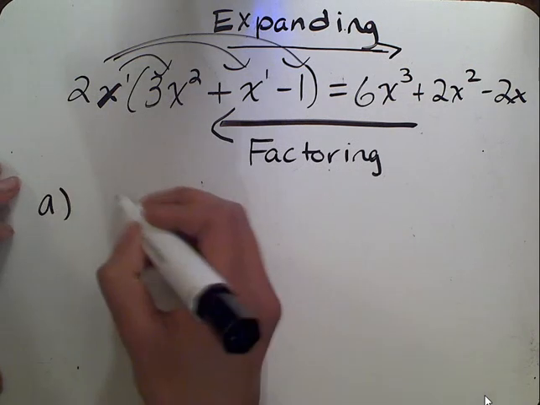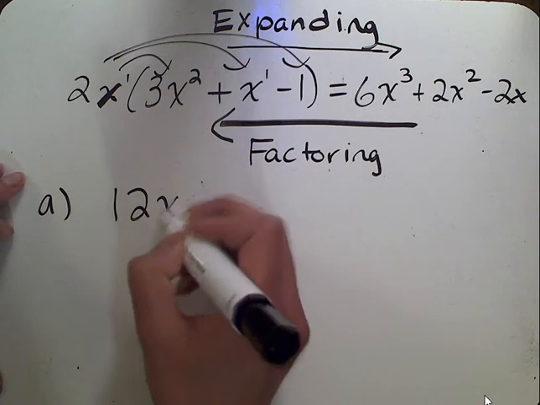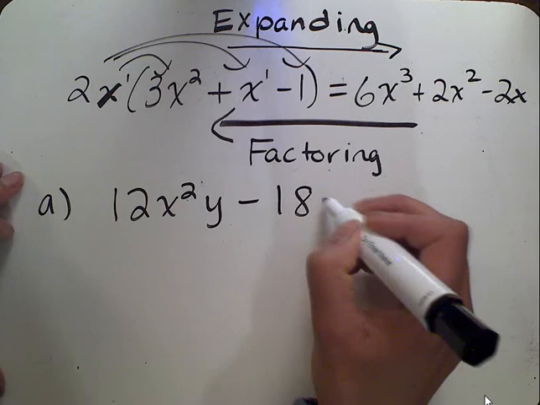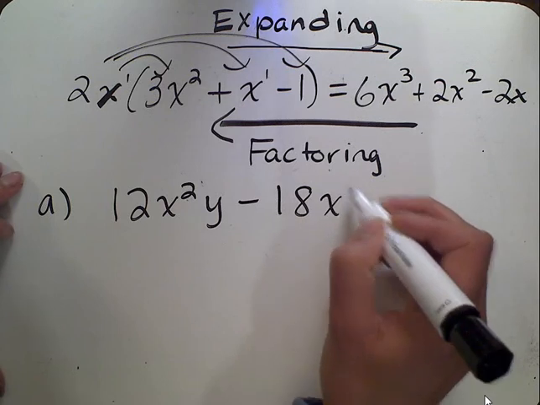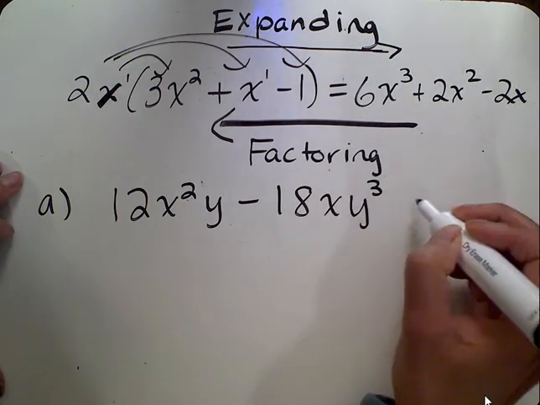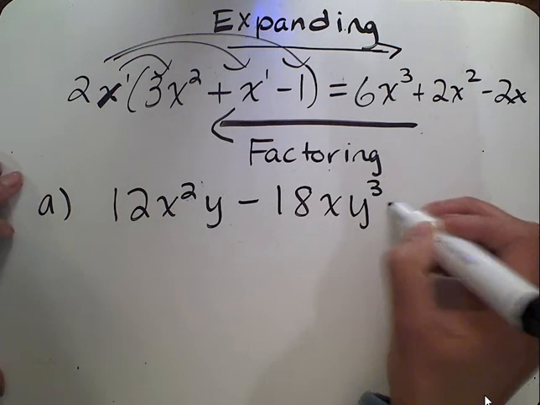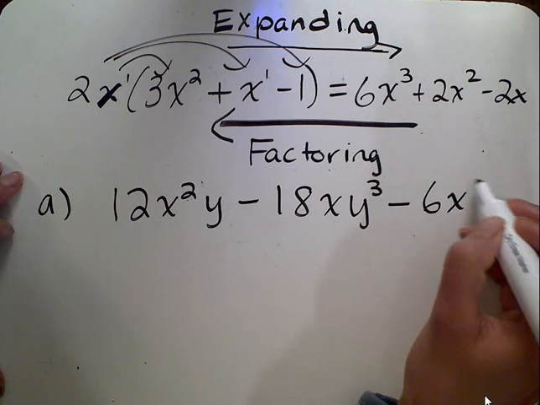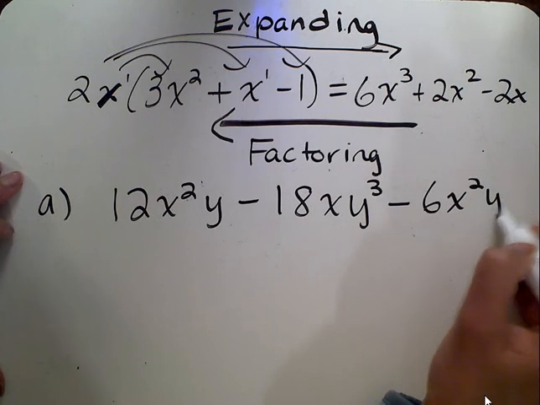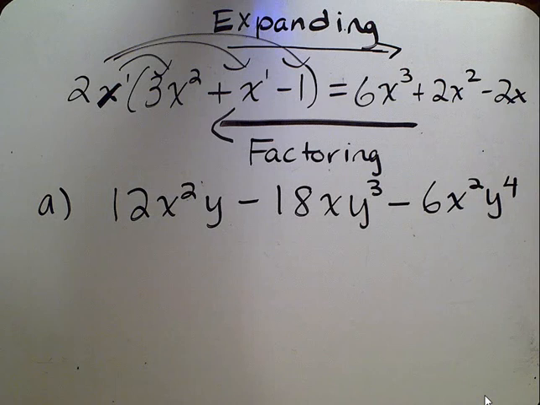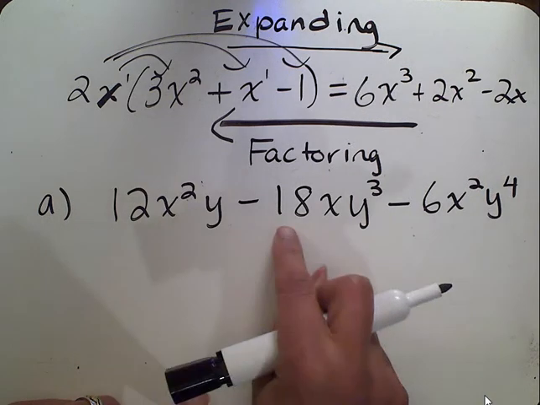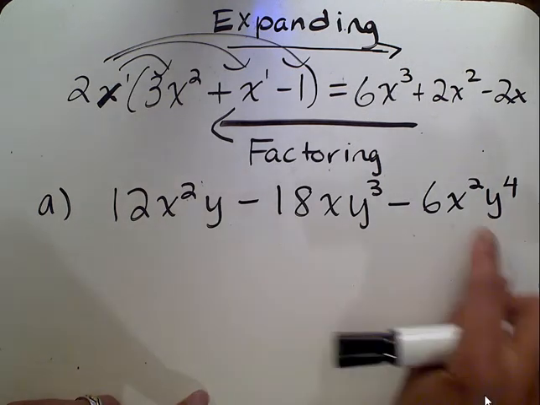Let's say I have 12x squared y minus 18xy cubed minus 6x squared y to the fourth. When we common factor, we ask ourselves, what's the largest number that goes into 12x squared y, the 18xy cubed, and the 6x squared y to the fourth?